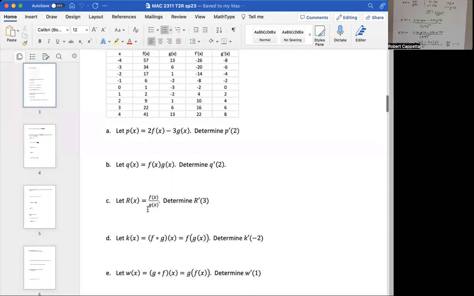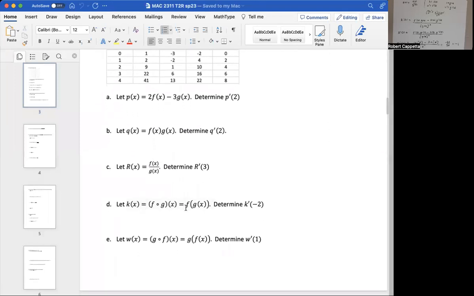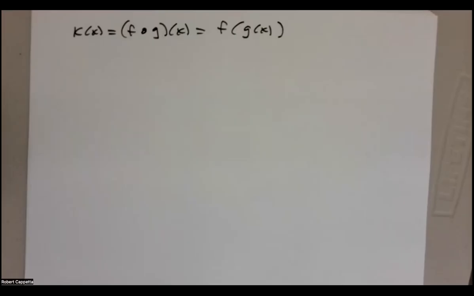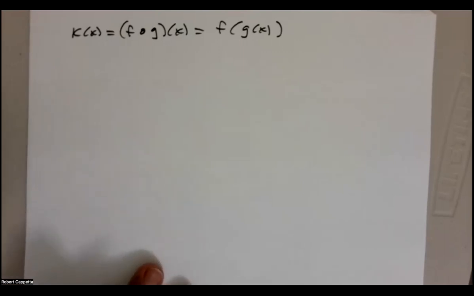I have f circle g of x, which means f of g of x. What is k prime of negative 2? All right, let's do this. So k of x is f of g of x. F circle g of x, which in North America means f of g of x. Now what? How do we do this?